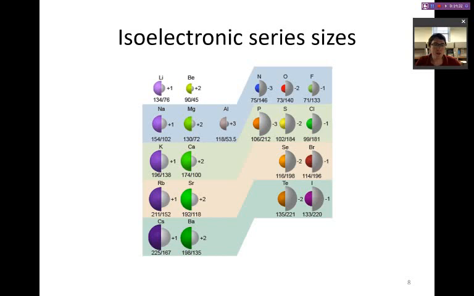This is an image from the ebook that depicts isoelectronic series. The different colors indicate elements, or rather ions, that are part of the same series. And so you'll notice something: the isoelectronic series will consist of anions with a lower overall number of shells relative to the cations.